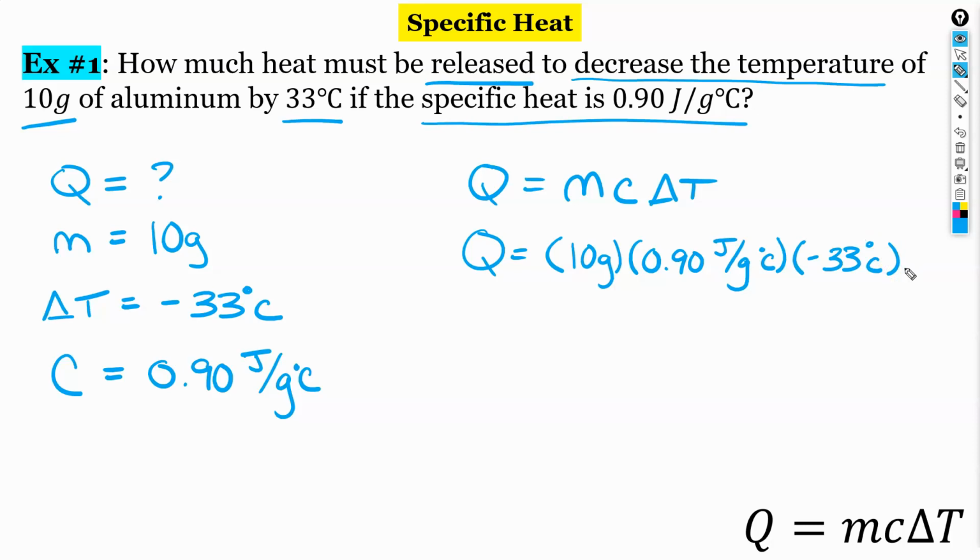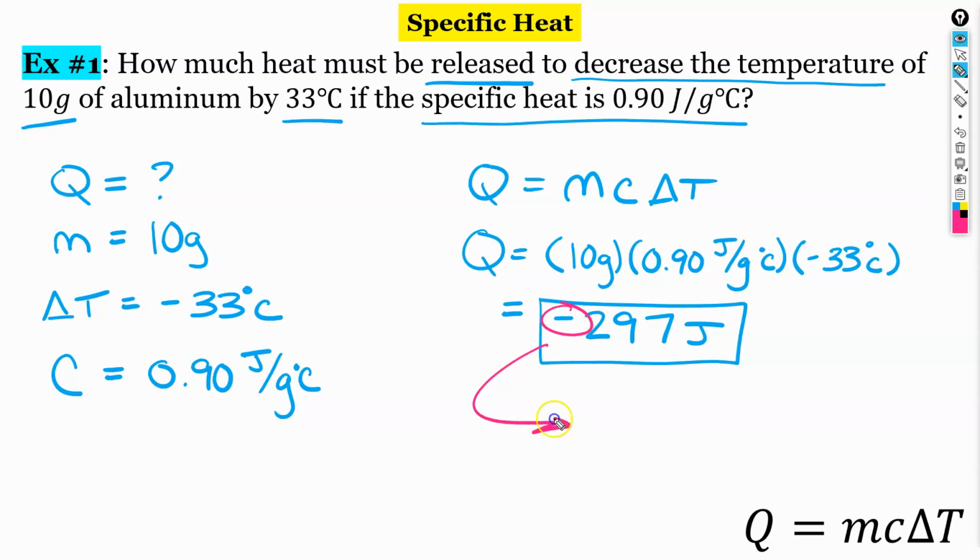So we pull out our calculator and punch this in, and we get a value of negative 297 joules. Now, if you notice, we have a negative value, and that means that it's exothermic. So we have a negative Q value. It's going to release energy.